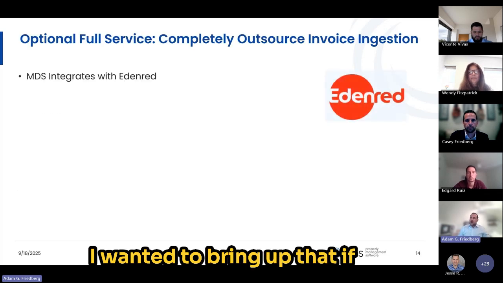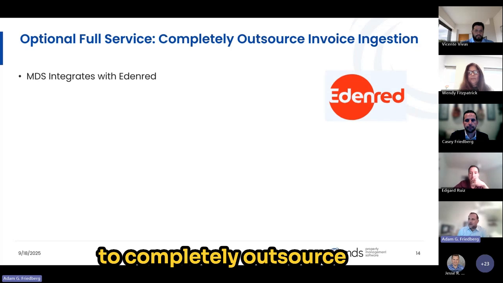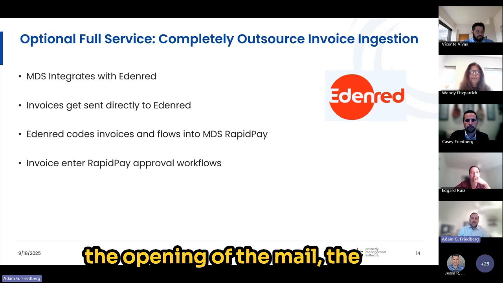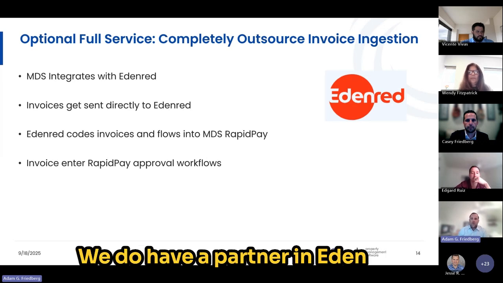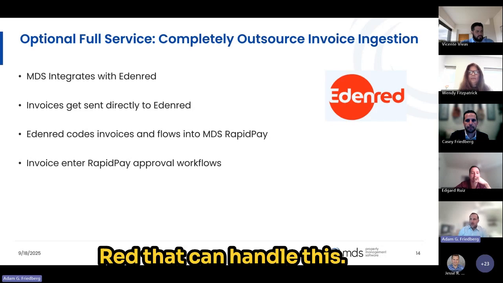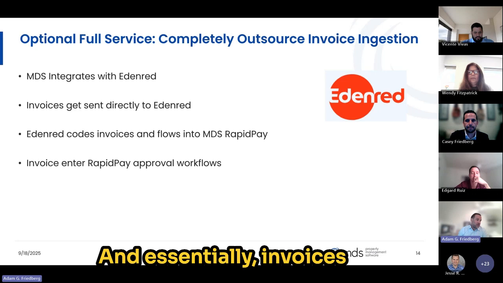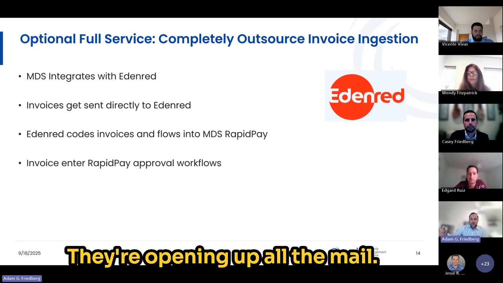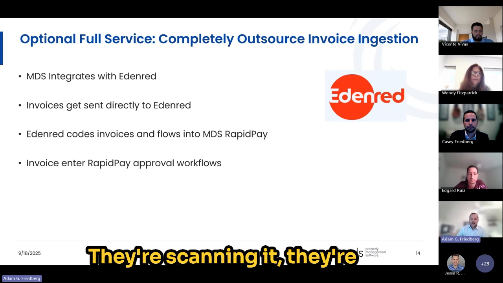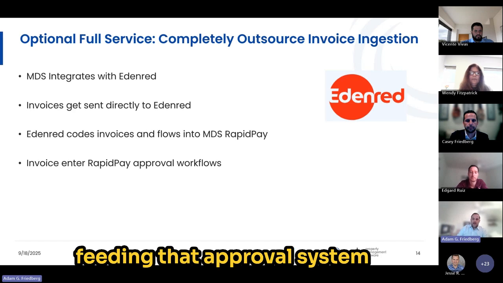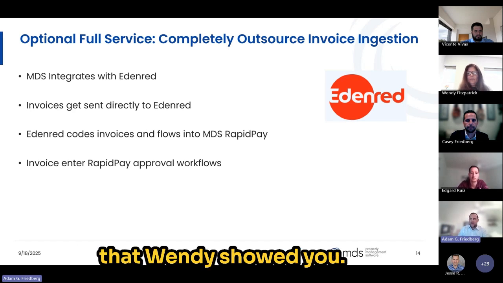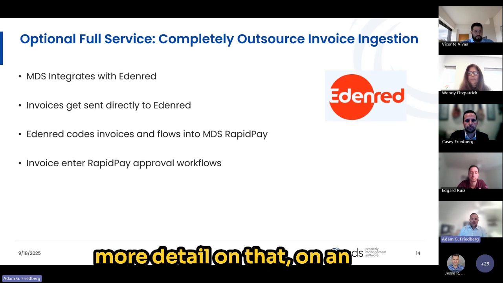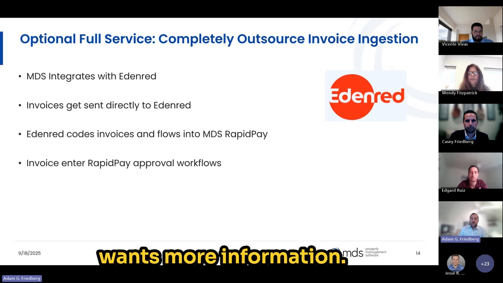I wanted to bring up that if for some reason you wanted to completely outsource the opening of the mail and the scanning of the invoices, we do have a partner in Edenred that can handle this. And essentially, invoices are going out to these guys. They're opening up all the mail, they're handling all the paper, they're scanning it, they're coding it, and then they're feeding that approval system that Wendy showed you. So this is an option. Again, we could get into more detail on that on an individual call if anybody wants more information.